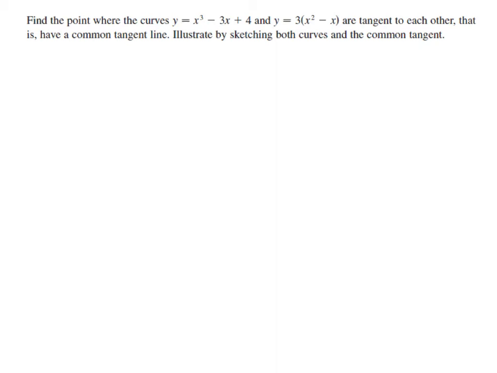The next question says: find the point where the curves y equals x cubed minus 3x plus 4 and y equals 3 times x squared minus x are tangent to each other, that is, have a common tangent line, and also sketch both curves and the common tangent, which you can do yourself using Desmos or do manually. So that part I'm going to leave to you.